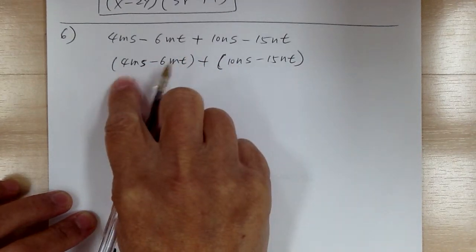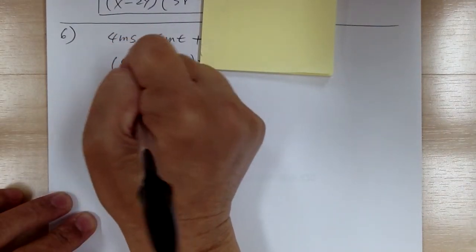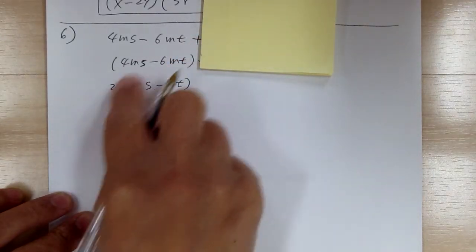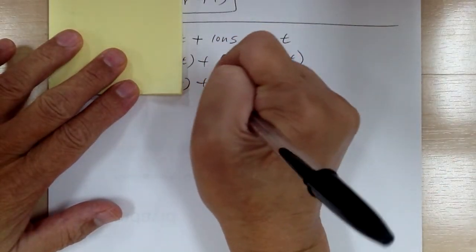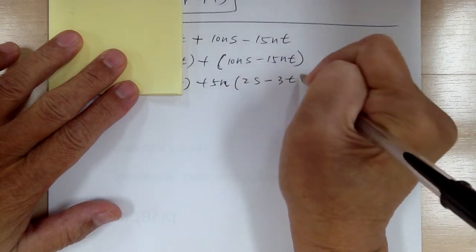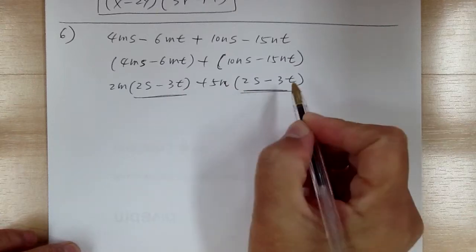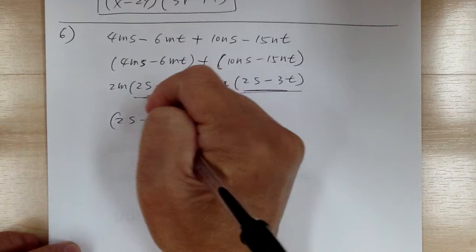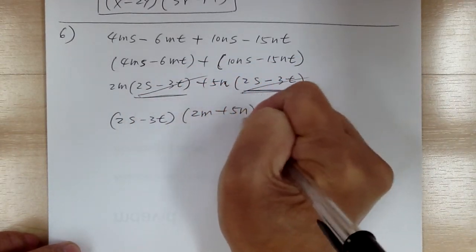Okay, so the first half, you can factor out the 2m. So it'd be 2s minus 3t. Okay, double check, okay. This one, you can factor out the 5n. So it'd be 2s minus 3t. Okay, so you got 2s minus 3t, 2s minus 3t, so you can factor that out. So when you factor out, it's gone. So the leftover would be 2m plus 5n.